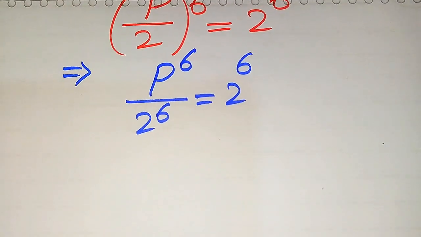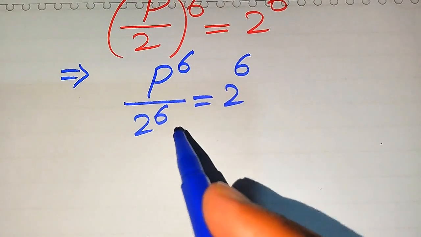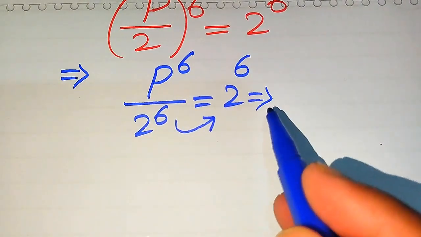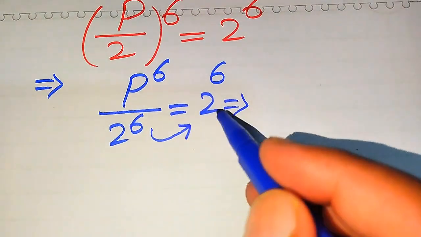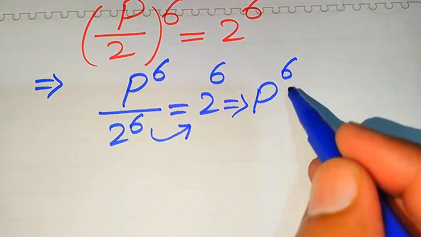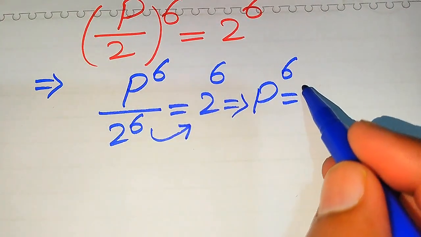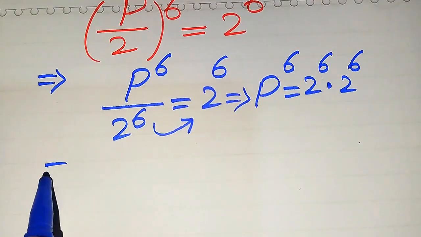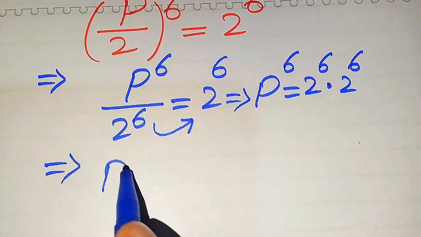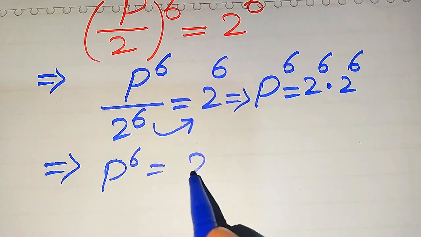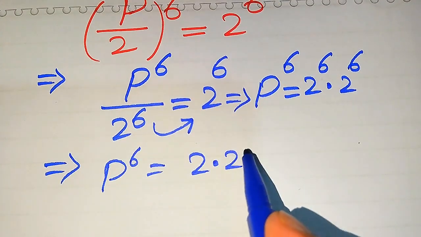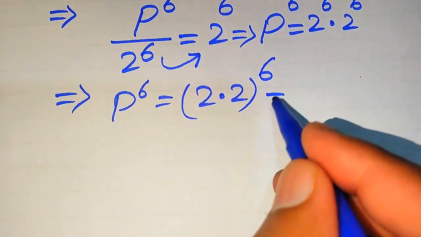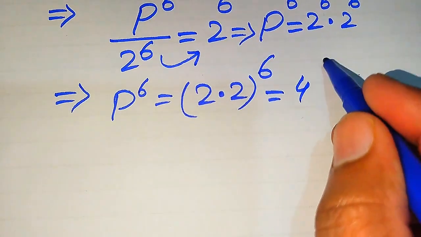And in the next step we move this 2 to the power of 6 into the right hand side, and you see here it is divided, but when we move it into the right hand side it is multiplied by 2 to the power of 6. After moving this into the right hand side it becomes 2 to the power of 6 multiplied by 2 to the power of 6. And here we need to combine the exponent of these two terms, and it will become 2 multiplied by 2 and its whole power is 6. And 2 times 2 becomes 4 to the power of 6.